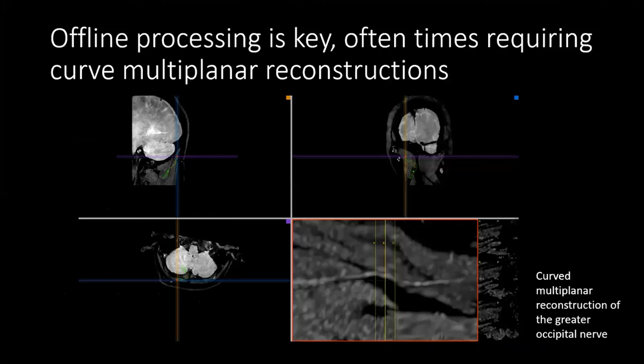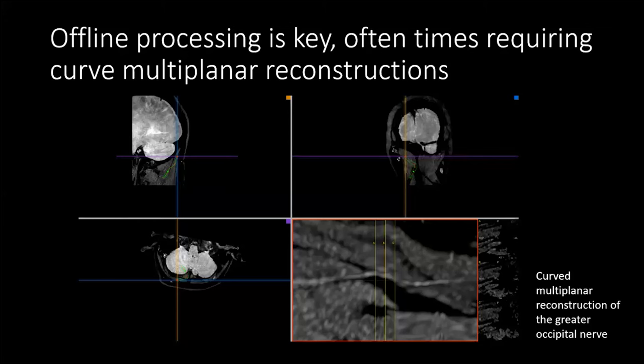So we will literally trace the nerve on our curved multiplanar reconstructions to lay it out along its course, the same way that many people in CT angiography will lay out the carotid along its course, which is really helpful because a lot of times you're trying to figure out if the nerve is thickened.